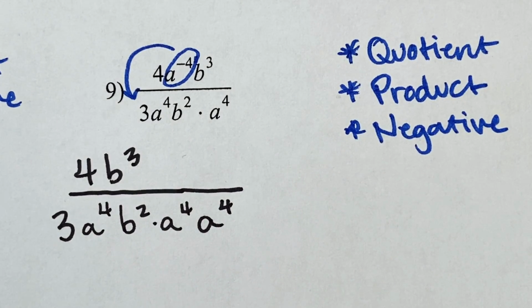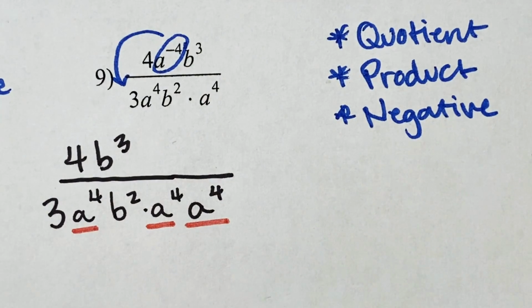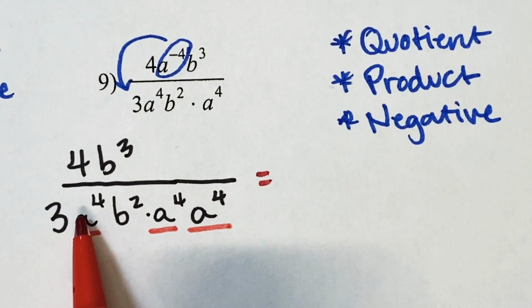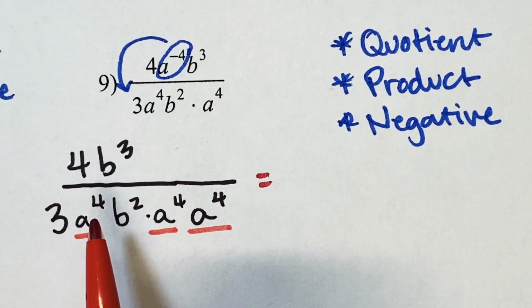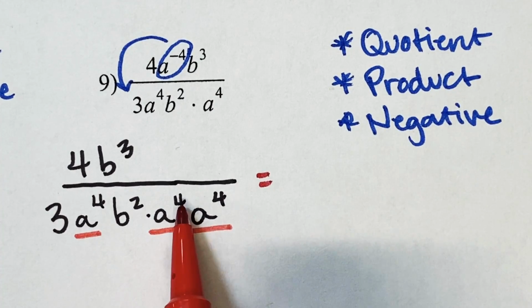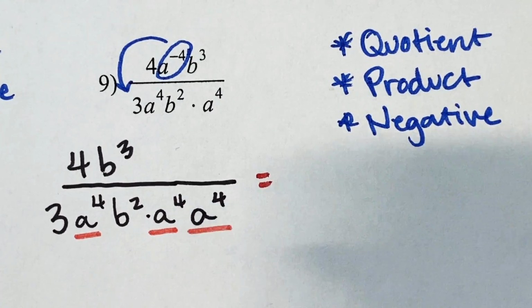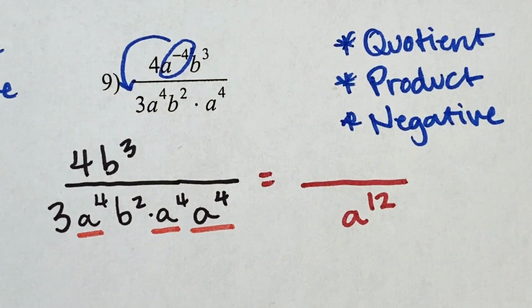On bottom, again, I see that I have a lot of a's to combine. So I have 4 right here, another 4, and then another 4. Let's just take it one piece at a time. What's 4 plus 4? 8. What's 8 plus another 4? 12. So we have a to the 12th on bottom.